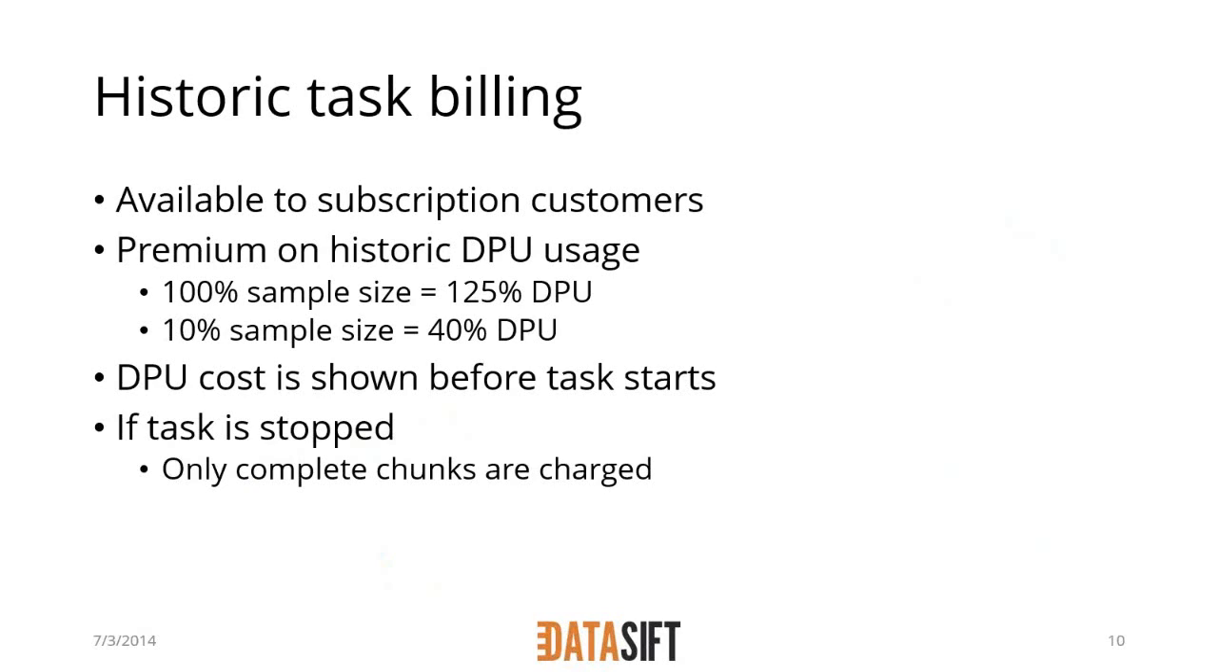When you're querying the historic archive, there's a bit of an uplift to it. So it's 125% of what the usual DPU cost is if you're querying all of the archive. And if you're only going for a 10% sample, then it's 40% of the DPU cost. Okay, so that's the data processing charge for looking in the archive, and it tells you what that is before you run the task, so there'll be no surprises there.